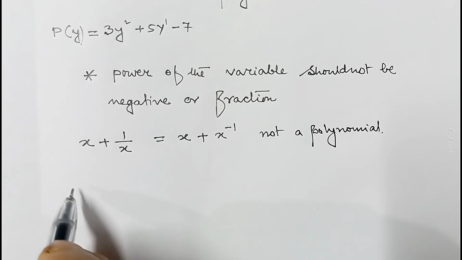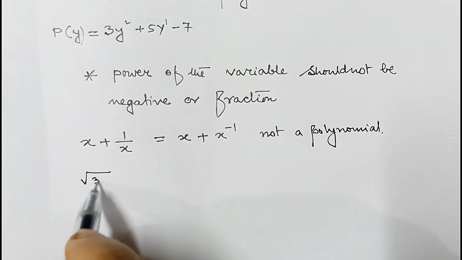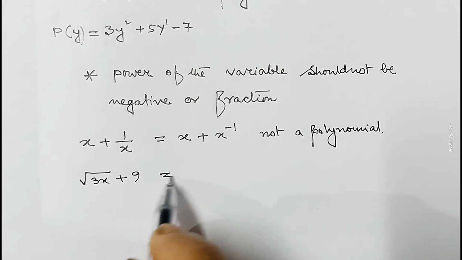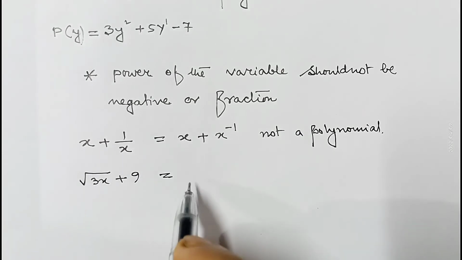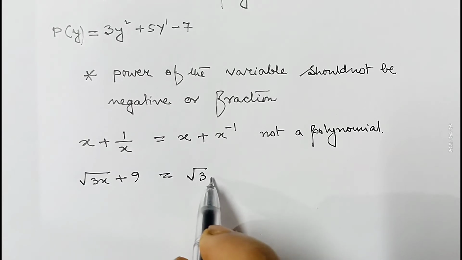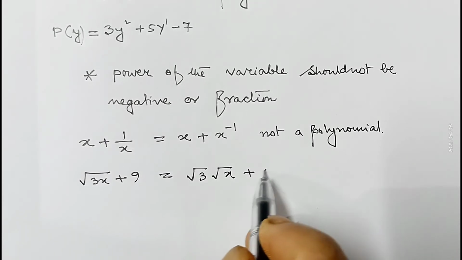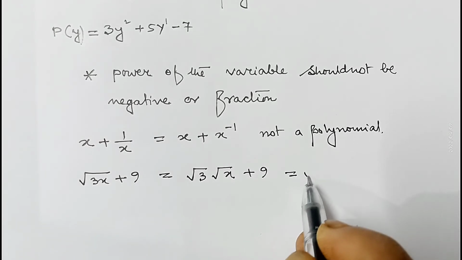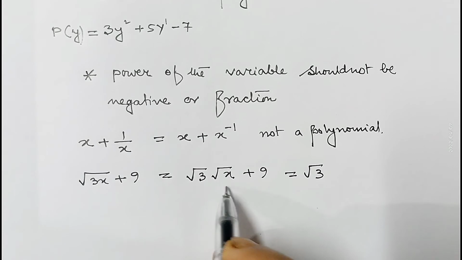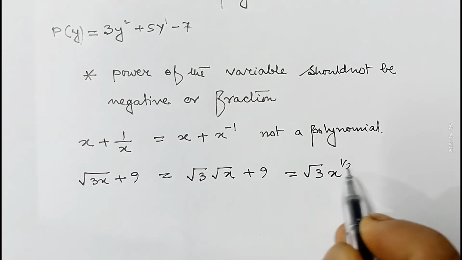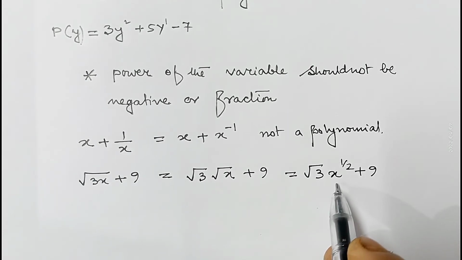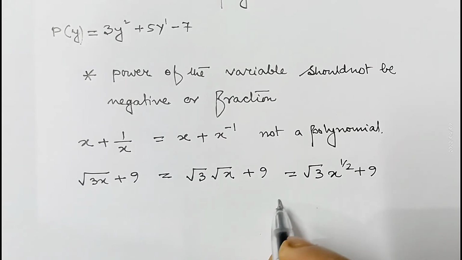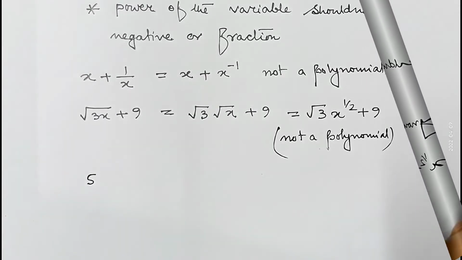Let me give you another example. Suppose root over 3x plus 9. Is this a polynomial? Here the first term is root over 3 into root over x plus 9, which can be written as root over 3 and root over x means x to the power half, plus 9. Here power of the variable is a fraction, that means it is not a whole number, so it is also not a polynomial.